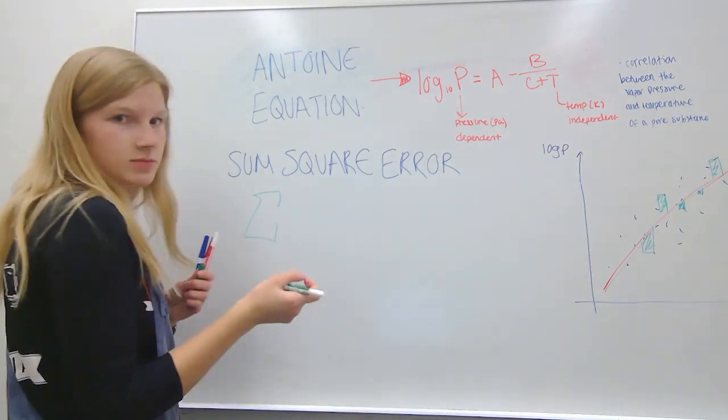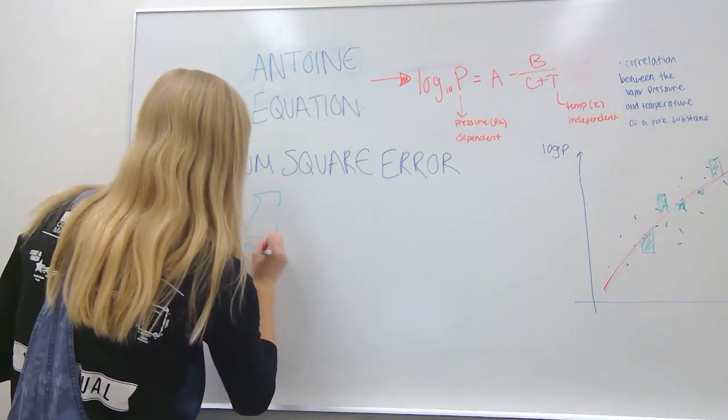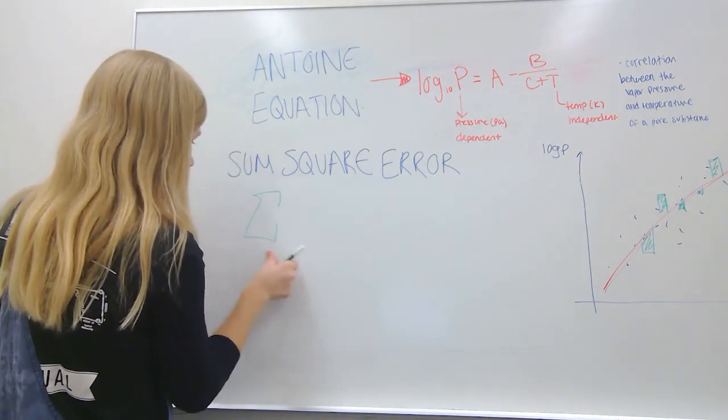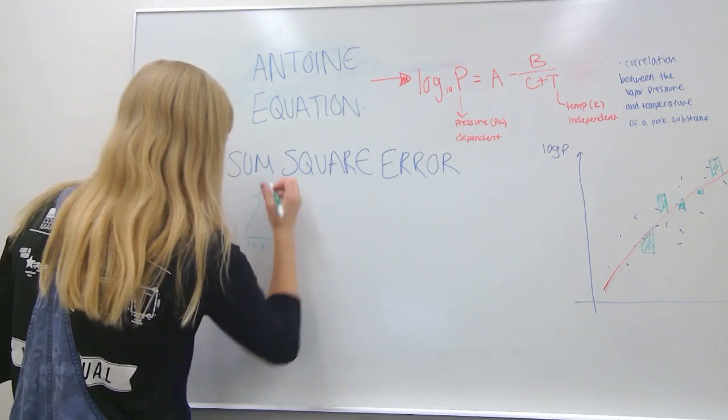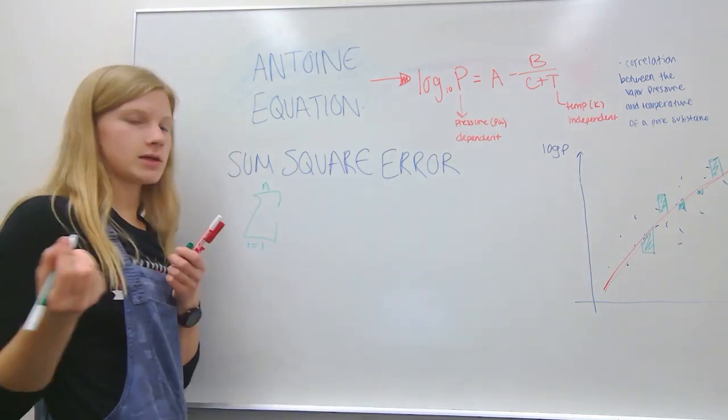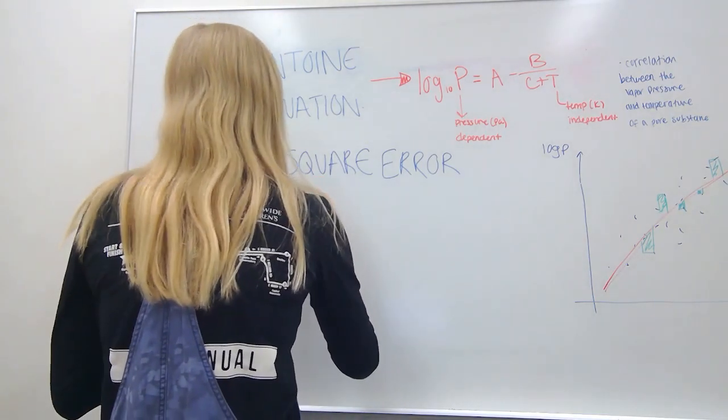That's my sum symbol, it's not very good. It's basically, it's just going to be from the initial data all the way up to however many data points there are, and then we're going to do it like this.